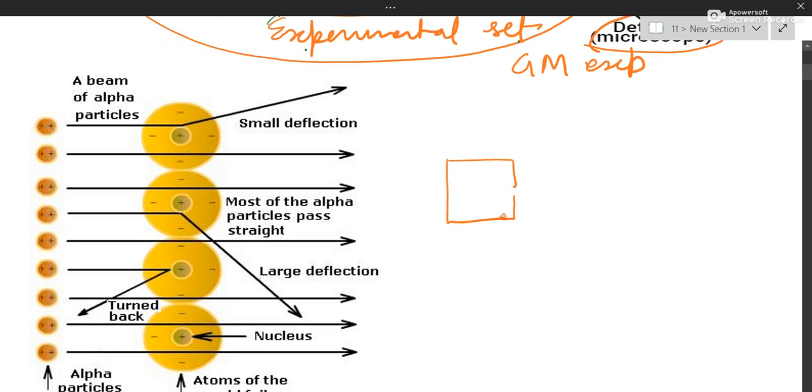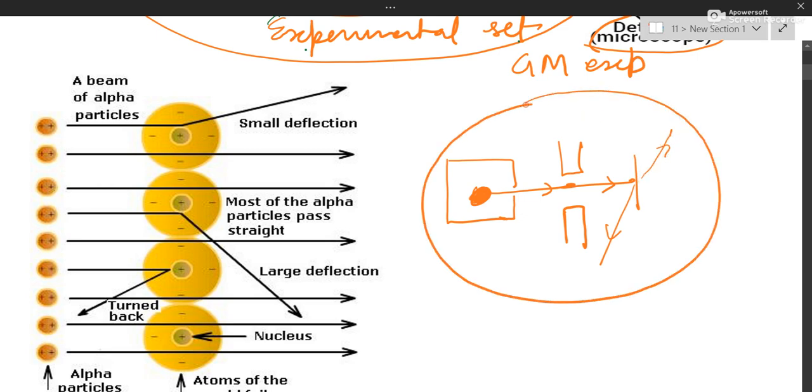Simply this is my lead cavity in which the radioactive source is there, alpha particles are coming. Now they are being passed through a collimator, then the alpha rays are falling on a gold foil, then some are reflected back or some are passing straight or deflected through certain angles. Then the whole setup is enclosed in a vacuum chamber, and there is a zinc sulfide screen. You can write zinc sulfide screen, and it is observed through a microscope.